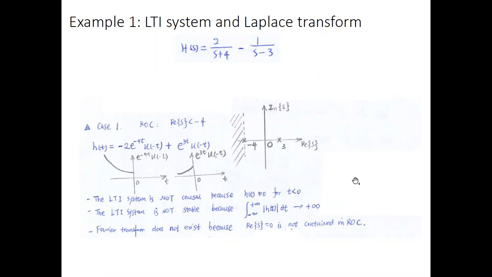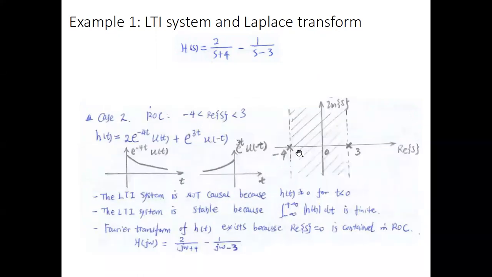This is just the first case, when the region of convergence is to the left of the leftmost pole. And for the second case, H of s still has the same expression. H of s does not change. So its poles, minus 4 and 3, do not change. What changes is the region of convergence. Now for the second case, the region of convergence is between minus 4 and 3. It's a stripe in between.